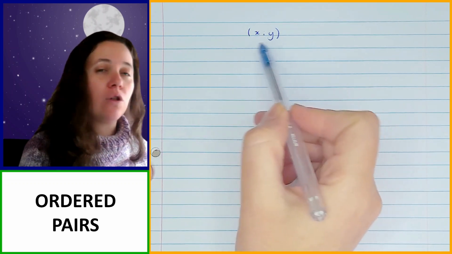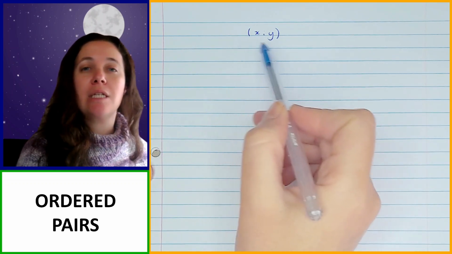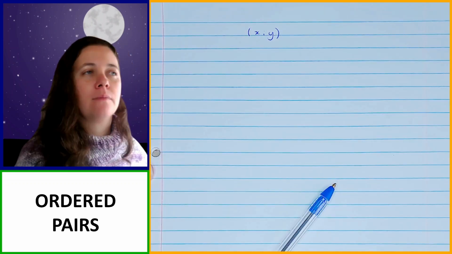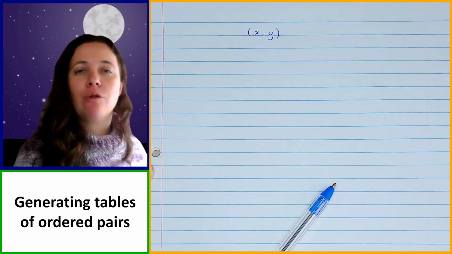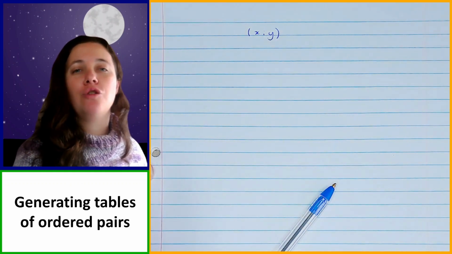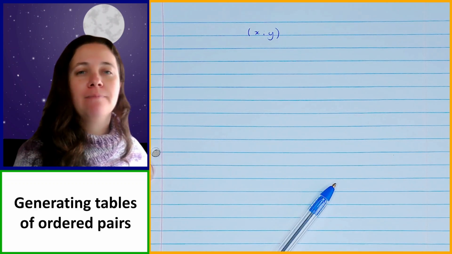Now this is very useful and it's important for you to know and to be familiar with, because we're going to be using this a lot when we get into graphs as well. So that's what we're going to be doing today. We're going to be learning to generate tables of ordered pairs that we would then be able to use to draw a graph later on. So let's look at our first example for today.